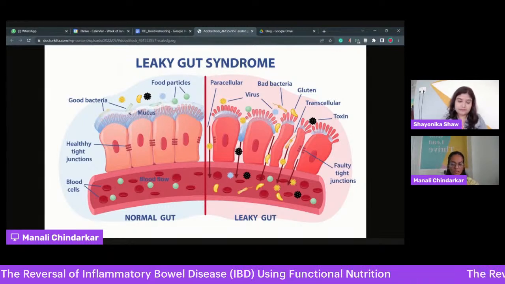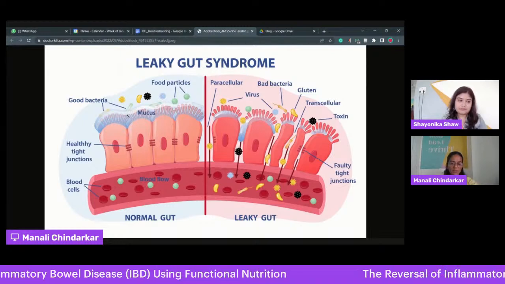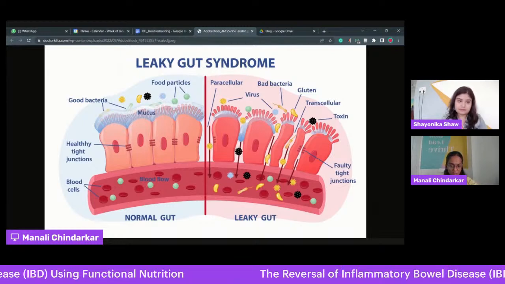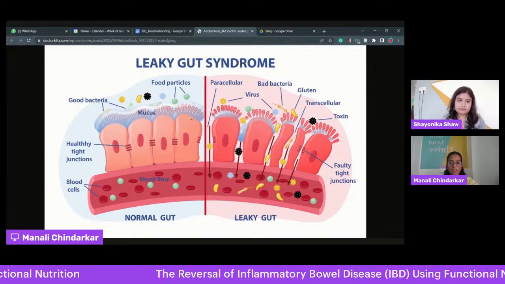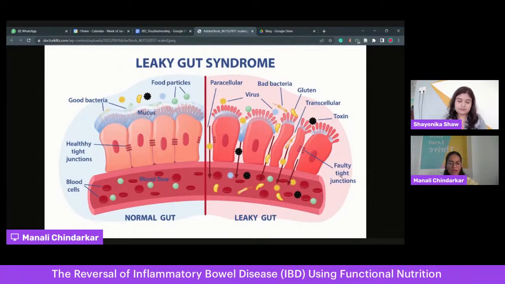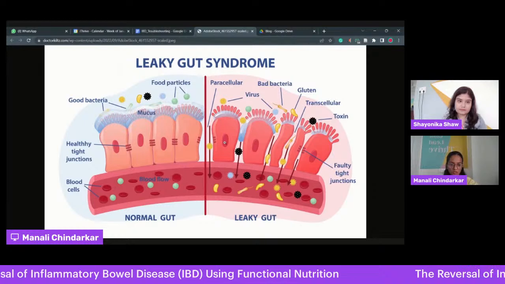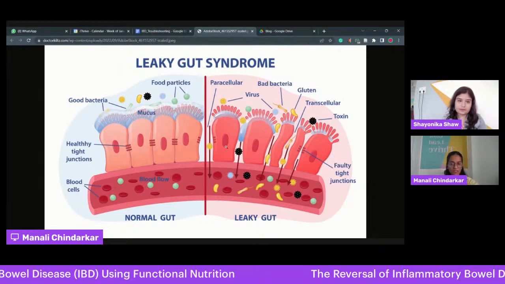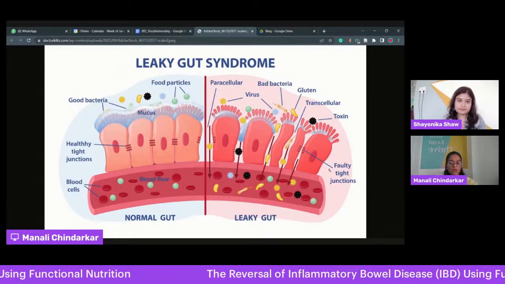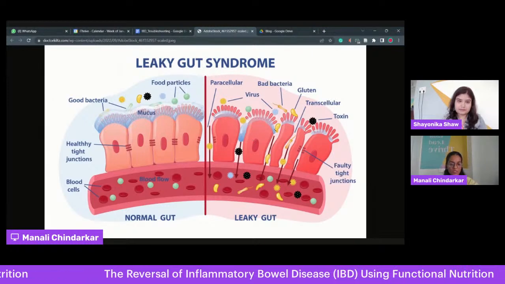And there are also good bacteria which do the defense mechanism. They don't let anything infectious come into the blood lining. Then on the right-hand side, we have the leaky gut syndrome. Here you can see the main distinguishing factor is the tight junctions. The junctions become loose. So here you can see gaps, right?